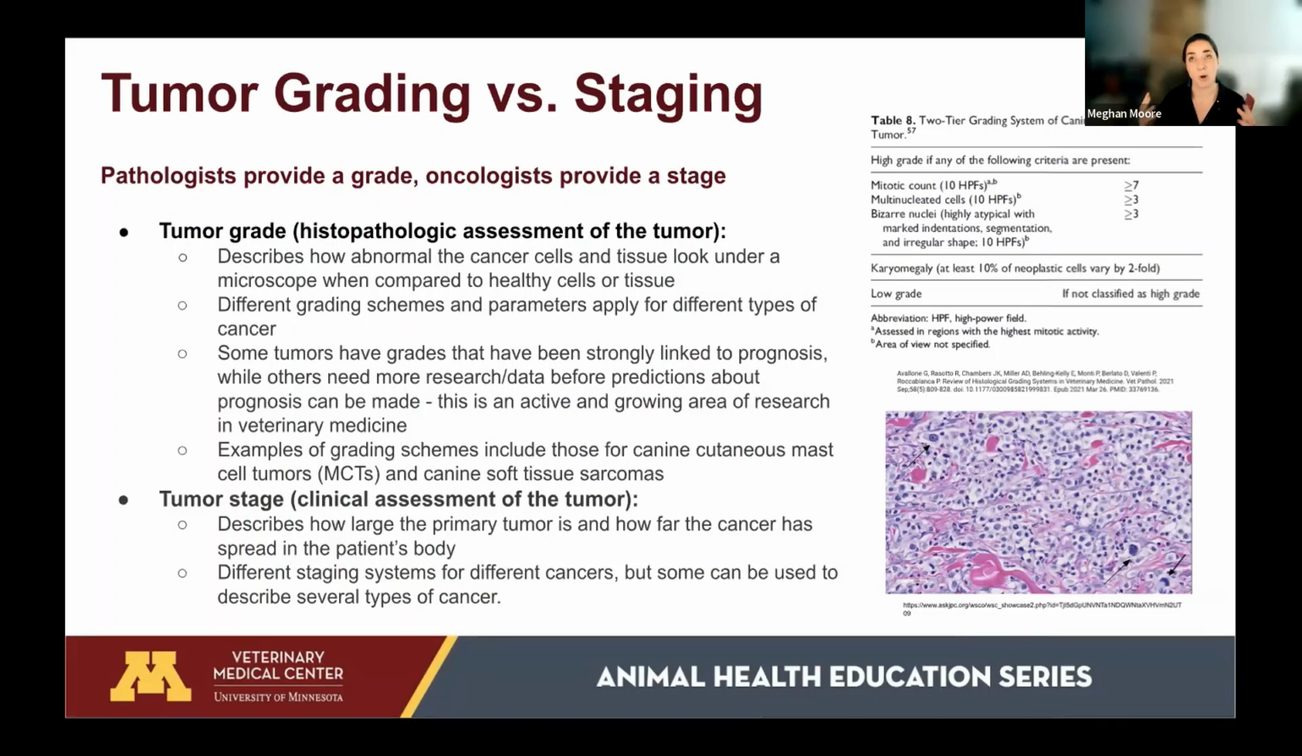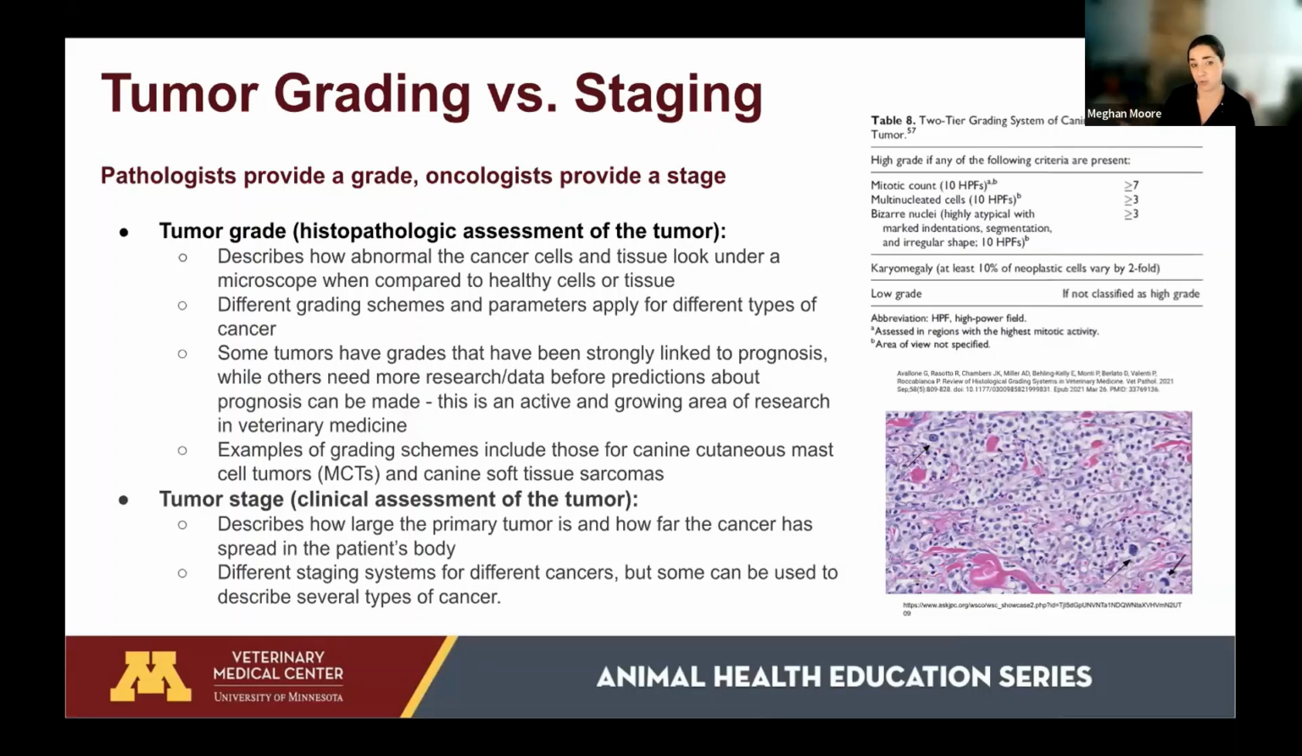There are actually multiple different types of grading schemes that we can apply, and they're based on different things about those cells that we look at. So things like how big the nucleus, or the brain, of those cells is, or how different they are in size, and how often we see cells that are dividing, which are referred to as mitotic figures. All of those are assessed by an anatomic pathologist to provide a grade on that tumor. And then that can be used to help try to predict how that tumor is going to behave and what the prognosis might be for your pet.